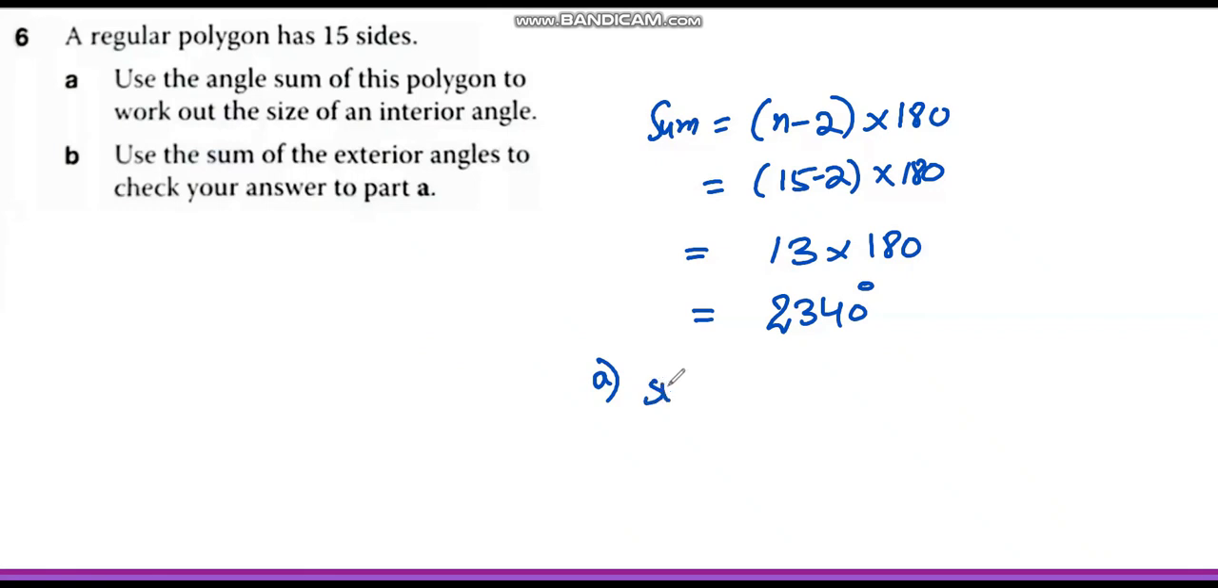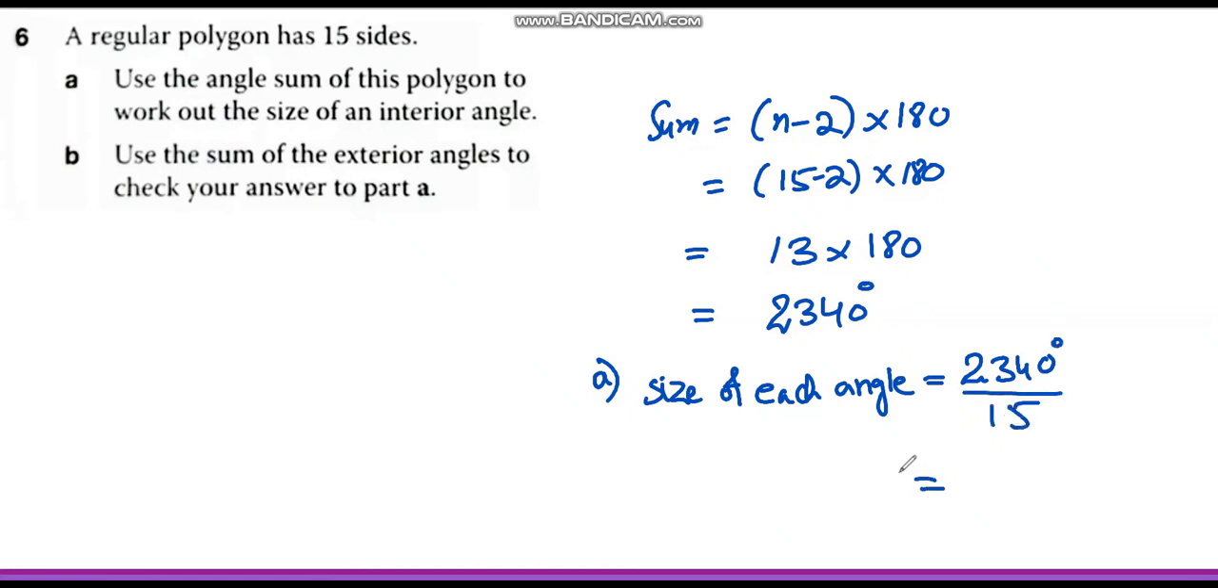So the size of each angle will be equal to 2340 degrees divided by 15, and that will be 156 degrees. Now in part B, it says use the sum of exterior angles to check your answers to part A. Basically, the sum of each interior angle and exterior angle will be 180. So let's work out each exterior angle.